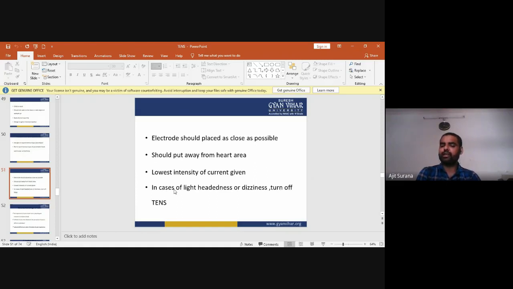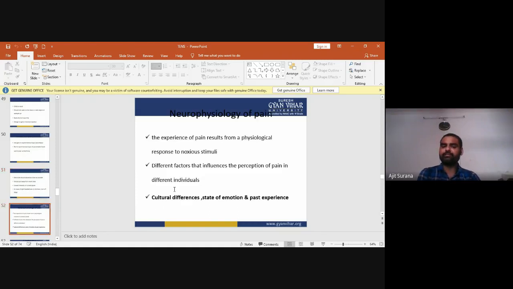The lowest intensity of current is given. In case of light-headedness or dizziness, we turn off the TENS. So, the electrodes should be placed as close as possible, away from the heart area, and the lowest intensity of current should be given. In case of light-headedness or dizziness, turn off the TENS.